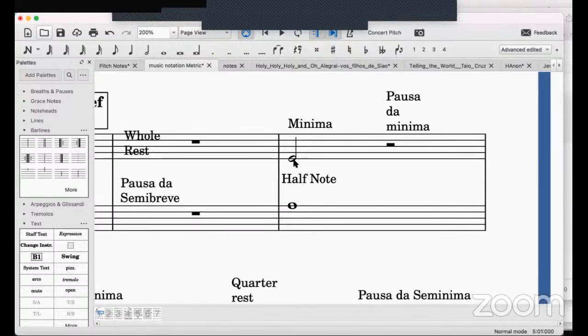Half a note, or minim. The half rest is above the third line, 1, 2, 3, above the third line. That's the half rest. The half rest and the whole rest are located on the third space, but the half rest sits above the third line, and the whole rest is below the fourth line.